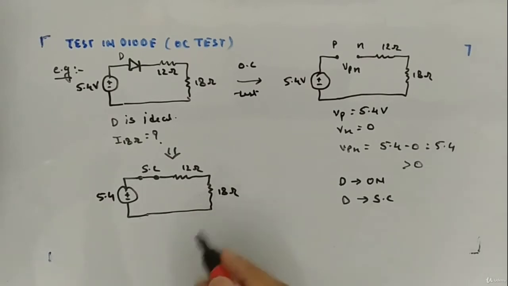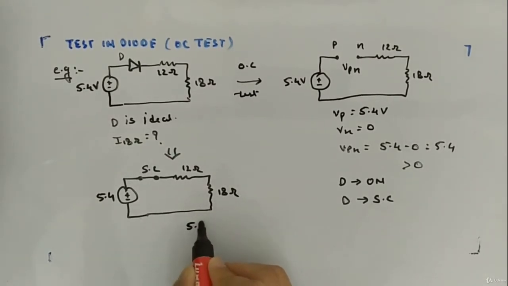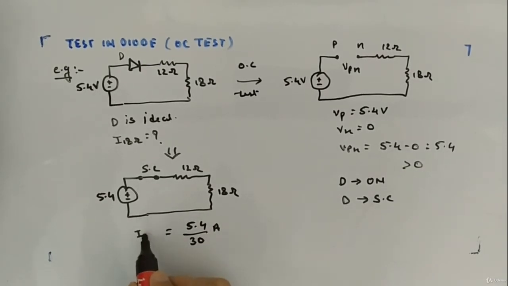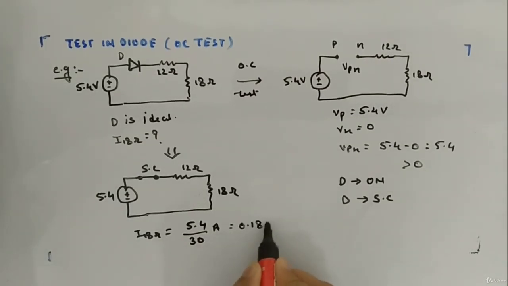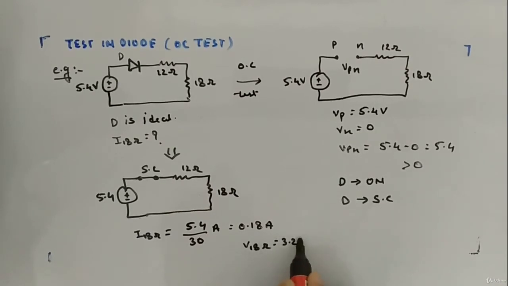Okay, so if you want to calculate the current, this will be 5.4 divided by 30 ampere, it will be I 18 ohm, and it will be 0.18 ampere. Okay, you can even calculate the voltage across this, V 18 ohm is equal to 3.24, this current multiplied by this resistance. Okay, so this was it, and now we will move on to the next example.